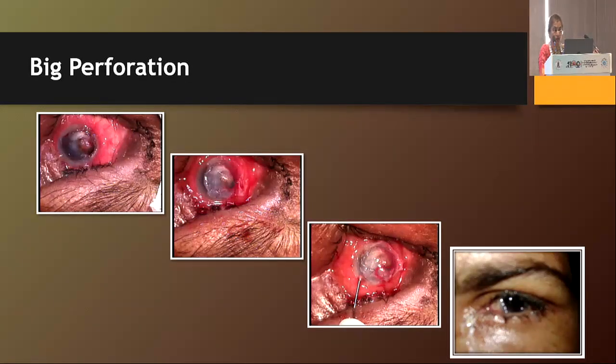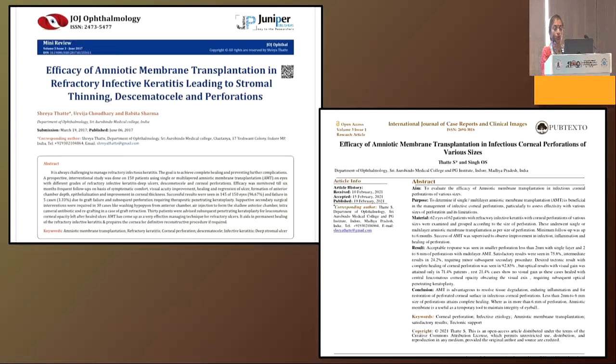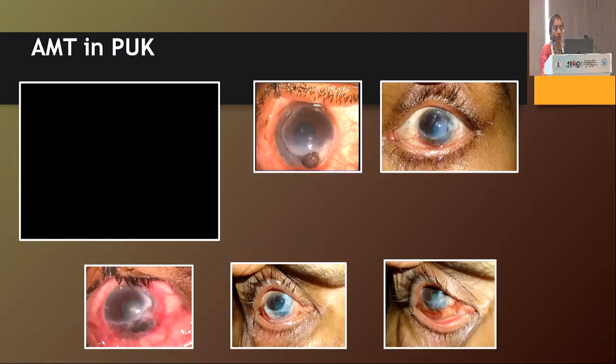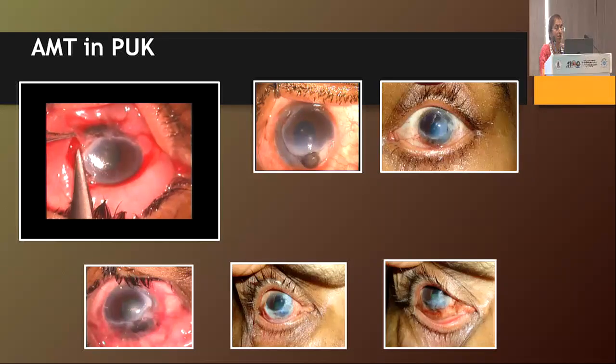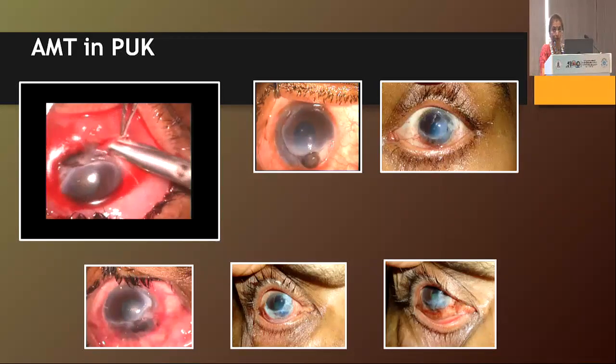In a big perforation, where you are not getting a donor corneal graft and you can't leave the patient like this, you just put the amniotic membrane. It will definitely reduce the inflammation, but cannot give tectonic support, and later on when you get the donor cornea, you can do the keratoplasty. These various sizes of corneal perforations were also published in different journals.